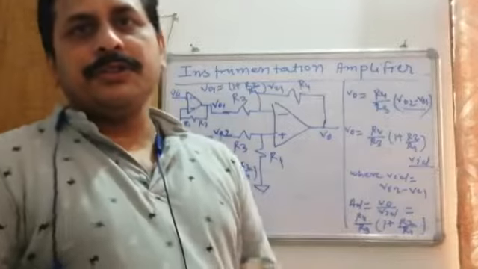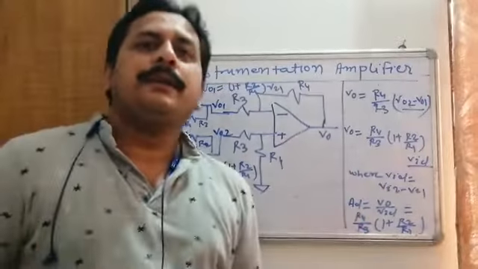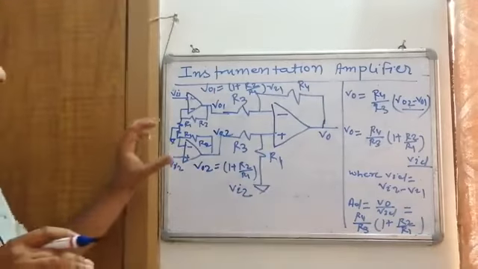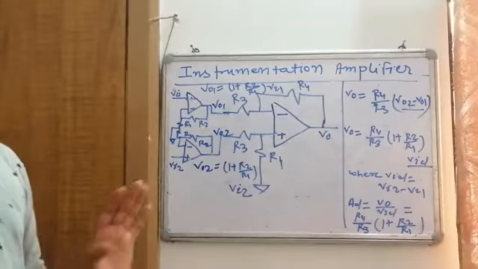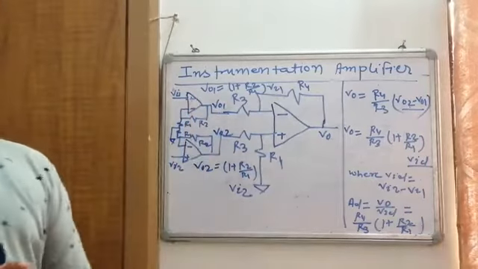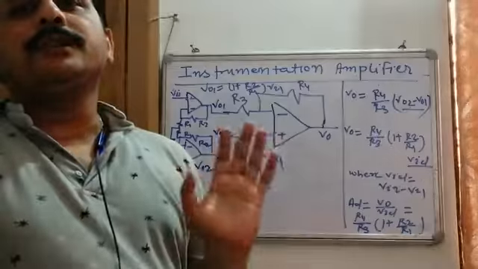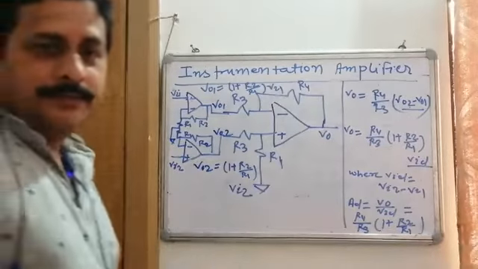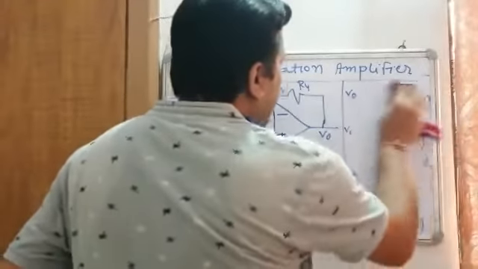Now the question is how we can resolve these three problems. The answer is again very simple. We will modify the wiring configuration of this instrumentation amplifier, and that instrumentation amplifier is called the modified instrumentation amplifier. So what we will change, simply I am drawing.